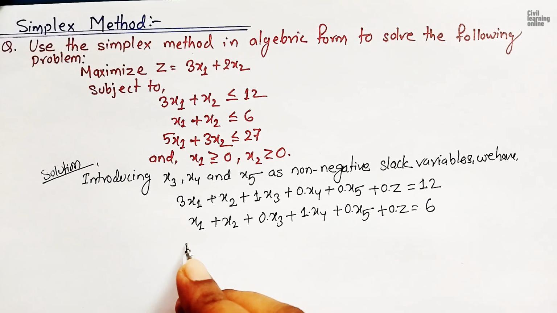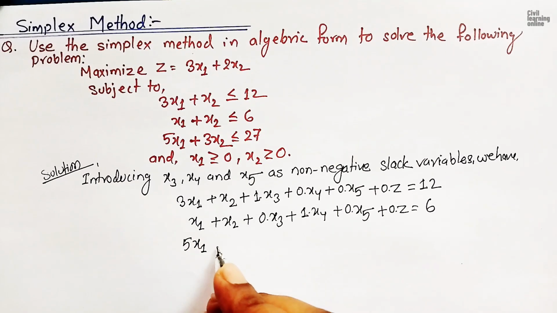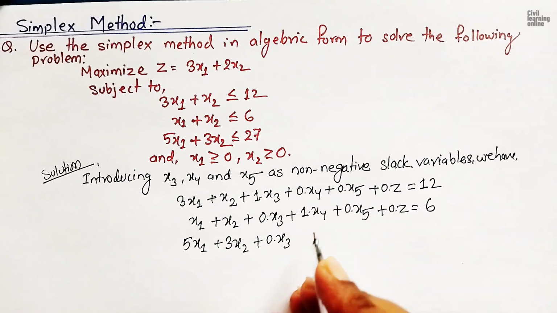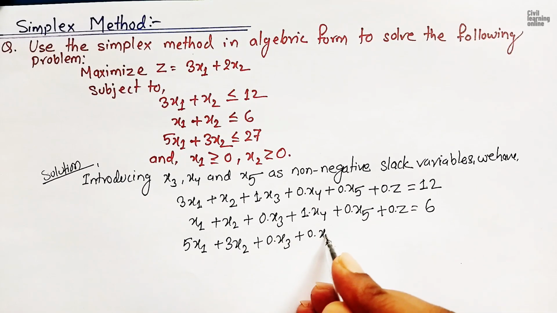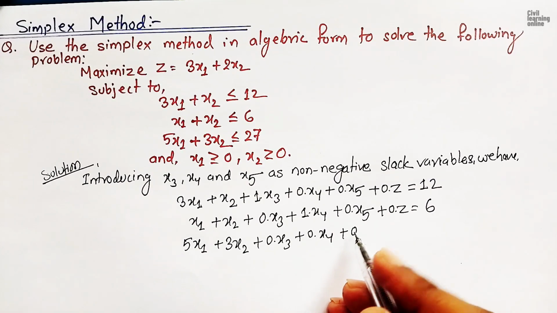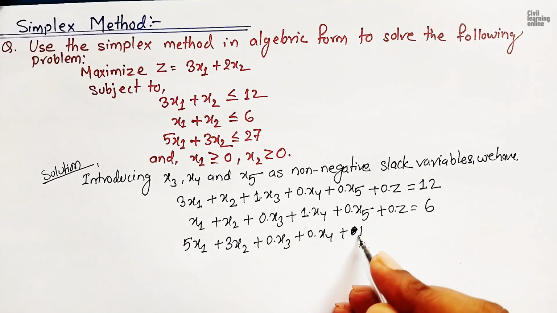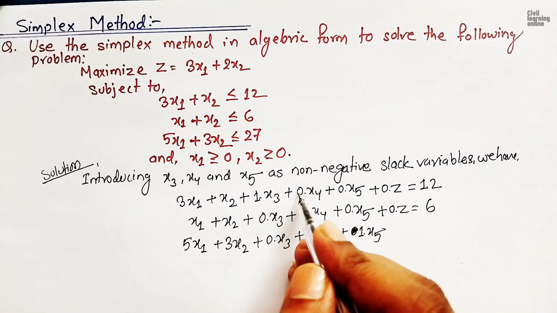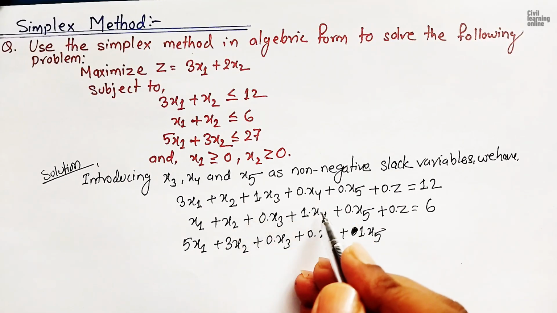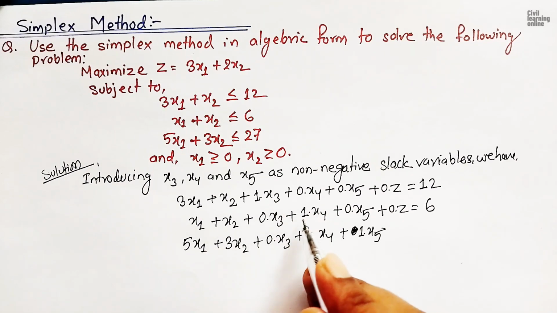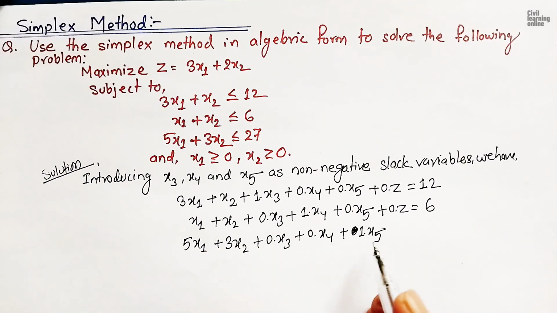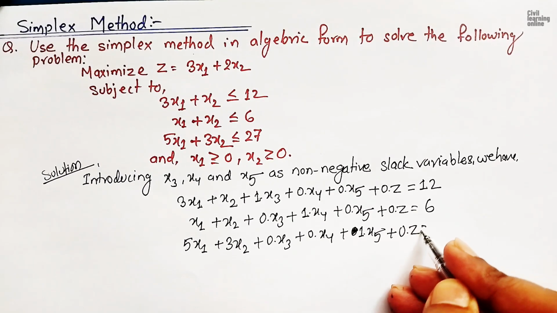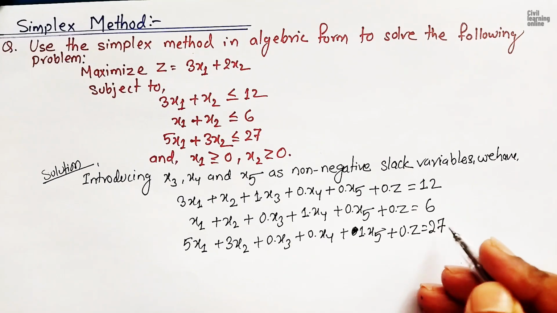Now we have 5x1 plus 3x2 plus 0 times x3 plus 0 times x4, and this time it is going to be 1 times x5. In the first equation x3 has coefficient 1, in the second equation x4 has coefficient 1, and in the third equation x5 has coefficient 1, and 0 times z equals 27.